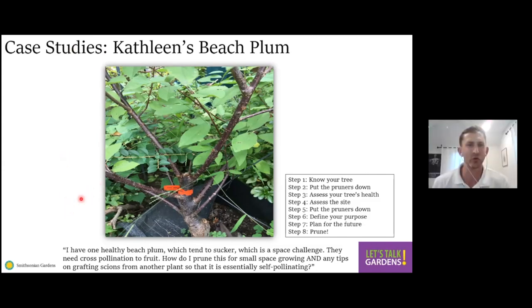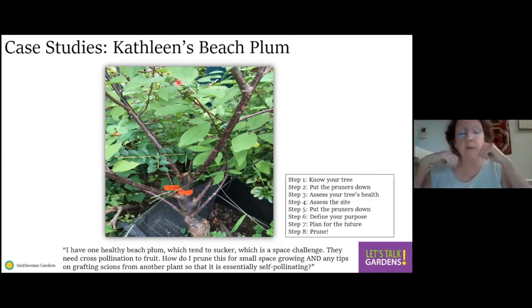All right, so what I'm hearing is we have this kind of small shrub-like plum tree that you purchased for a very small space, and you're really curious how to manage it in the small space, or curious maybe if you have the right tree for the right space.